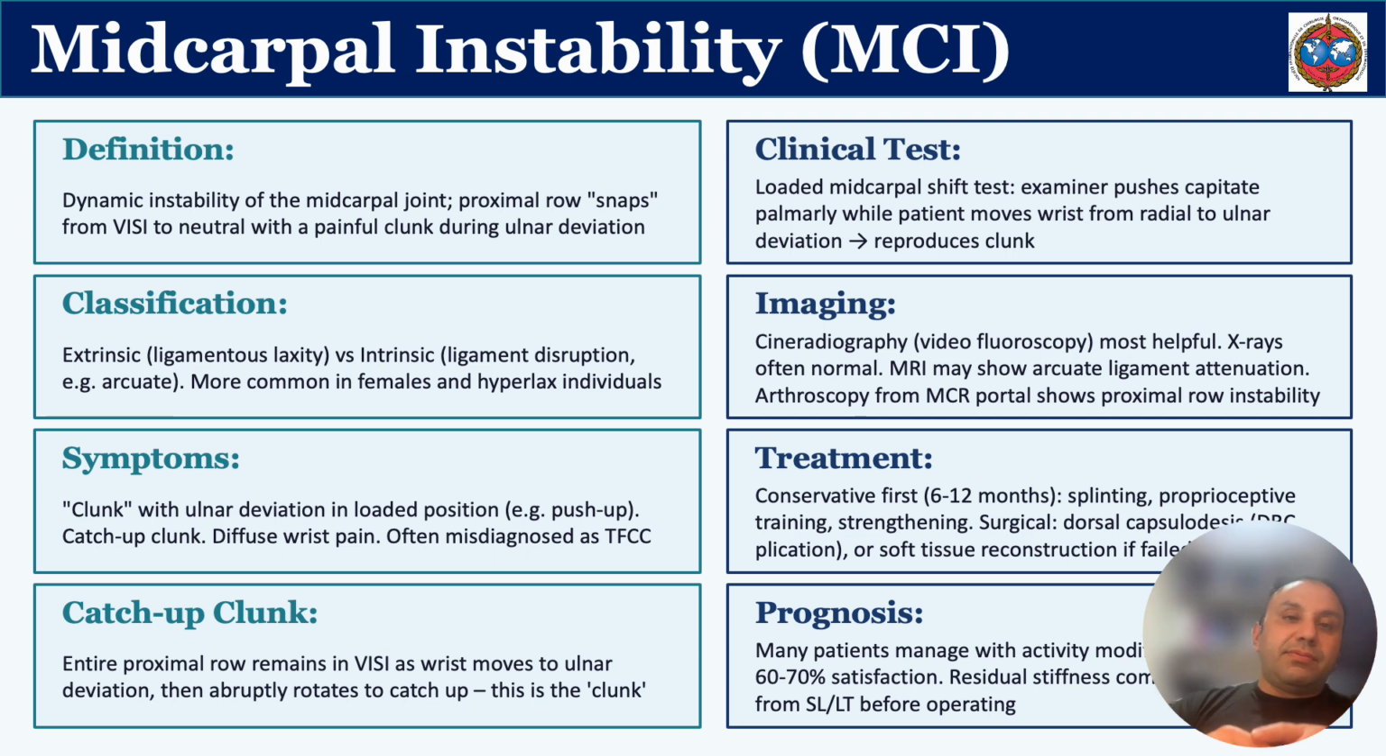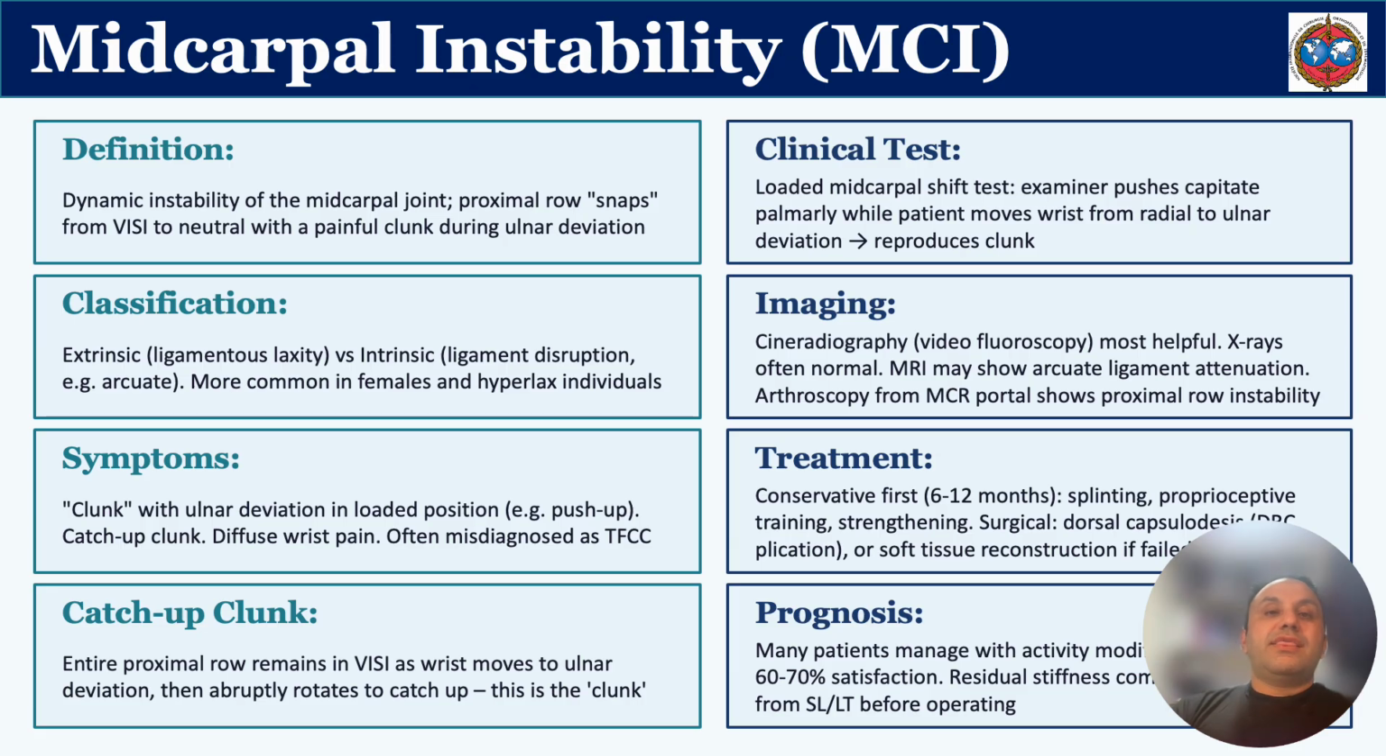And intrinsic disruption of the triquetrohamate or the arcuate, or what we call the deltoid ligament, might be following trauma. Usually young women between 20 to 40, and this catch-up clunk is reproducible by the patient. These patients will have diffuse or radial wrist pain, and definitely pain with weight bearing through the wrist. But you have to exclude other causes, because your differential diagnosis here includes TFCC tears, scapholunate instability, snapping extensor carpi ulnaris tendon, and extensor carpi ulnaris tendon subluxation.